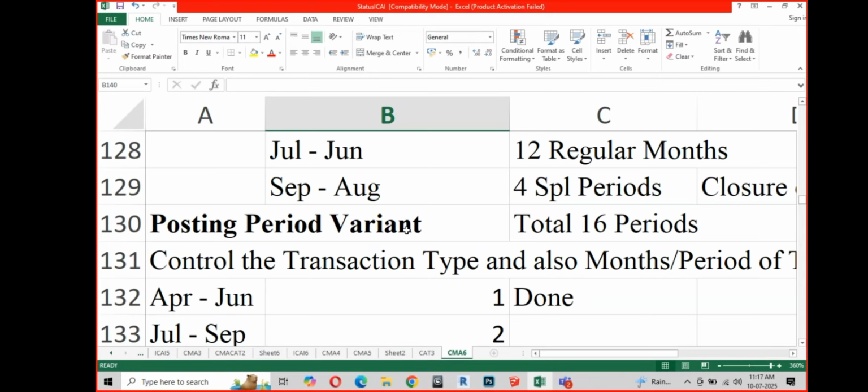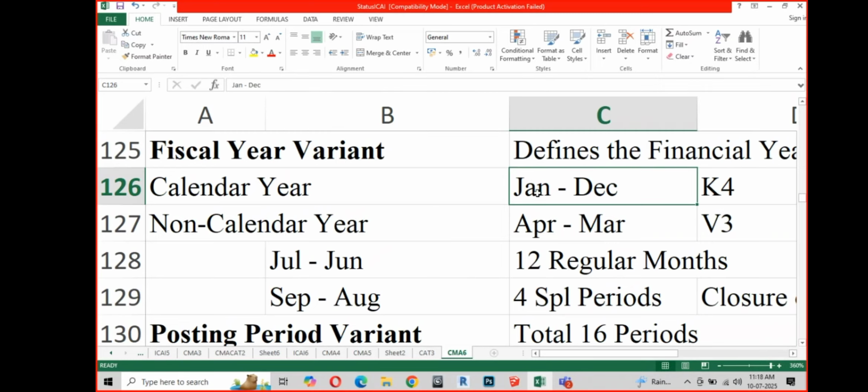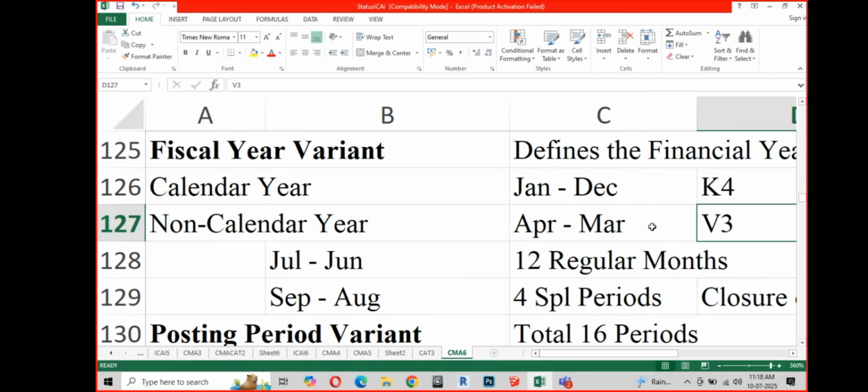Now, coming back to your fiscal year variant. What does the fiscal year variant define? It defines the financial year of your business. So here we have standard system defined fiscal year variants identified by K4, which indicates the January to December financial year, and V3, which defines the typical Indian business financial year, that is April to March.